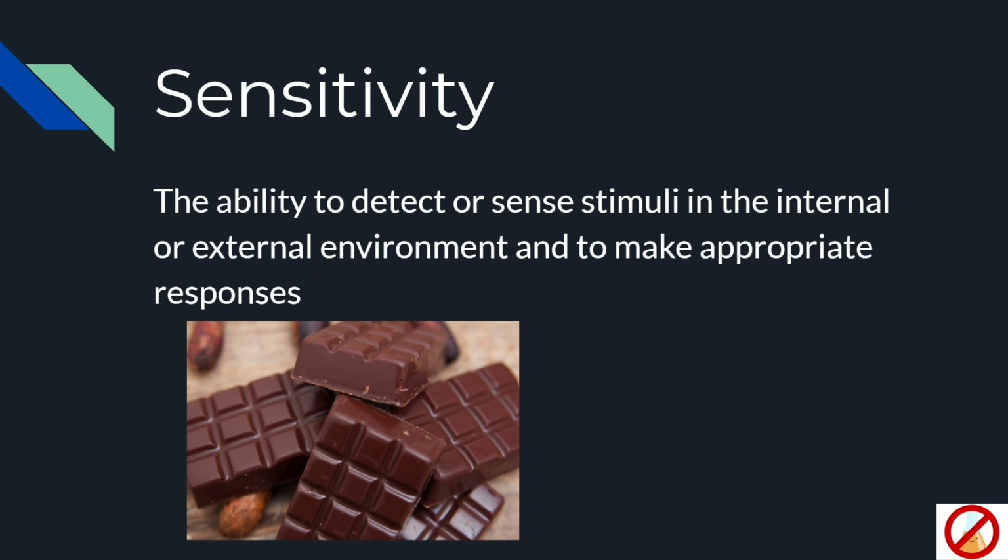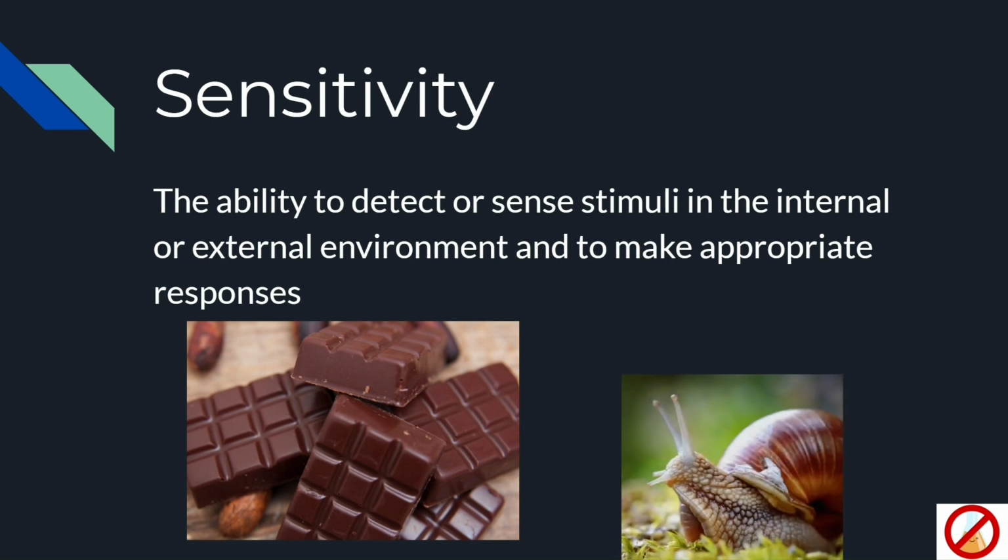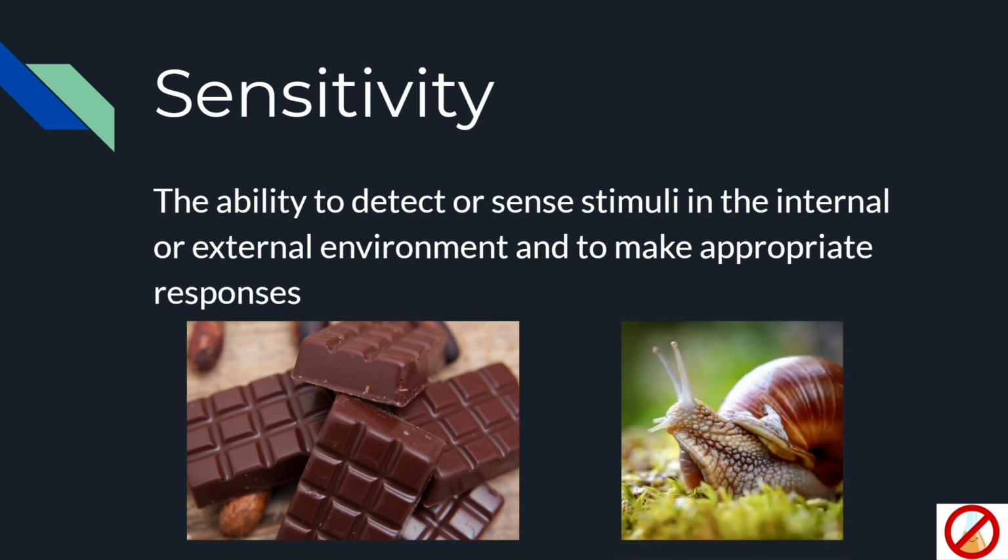Another important component about sensitivity is we are bound to make responses whenever we sense something. So for example, a snail. If you touch a snail's eyes, it's going to contract back because it can sense an object touching it. Therefore, the response is to protect itself, so the eye contracts. So it is important for organisms to be able to sense what's going on around them and react to it.